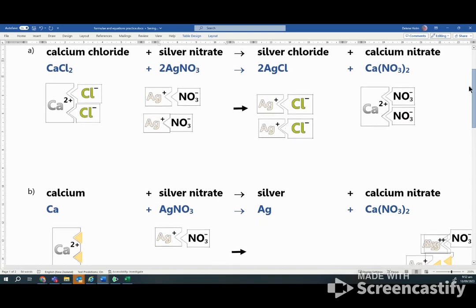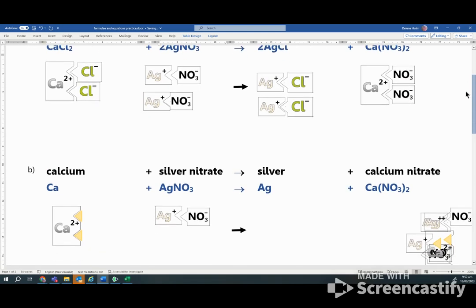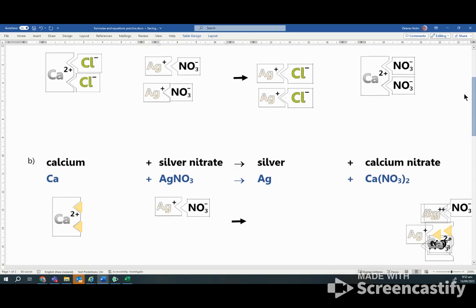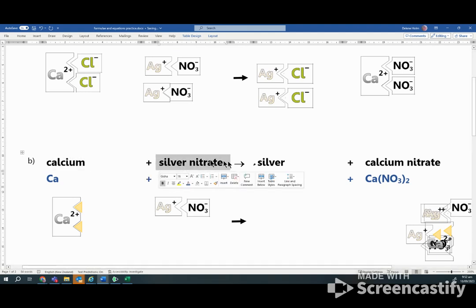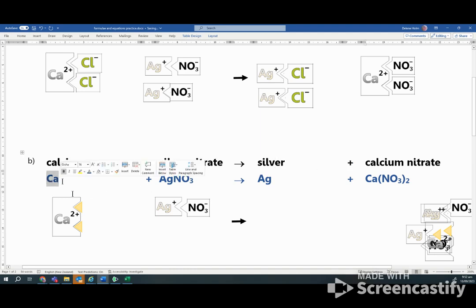For this next reaction, which is not a precipitation, it is a displacement reaction. You'll see that I've got a metal with something that's soluble in solution, and I form a metal and something soluble in solution. So to show my calcium metal, I've got my calcium ion, but these little gold triangles are my electrons.